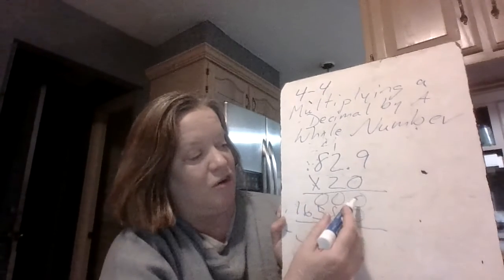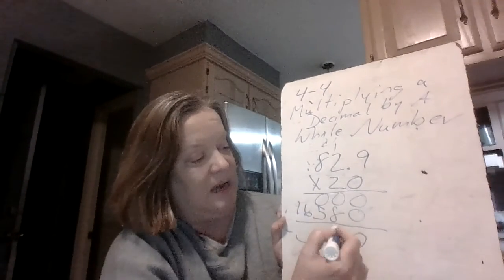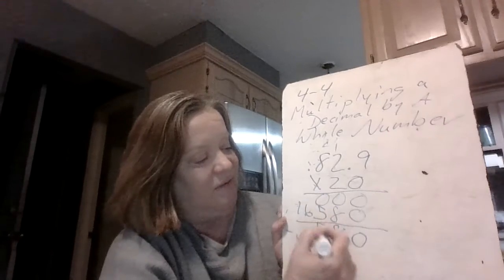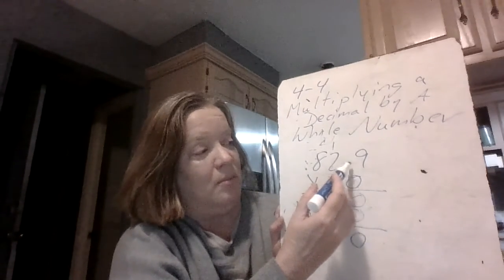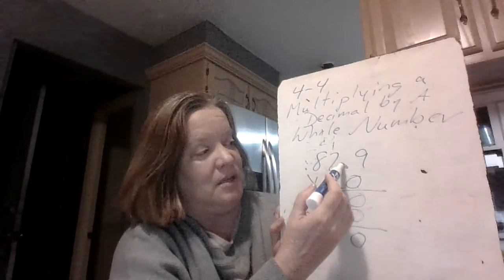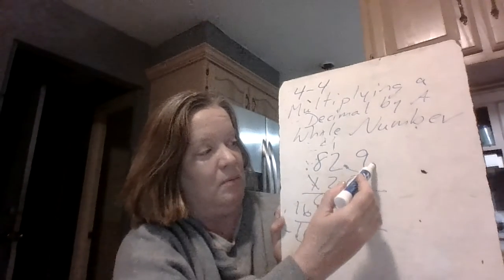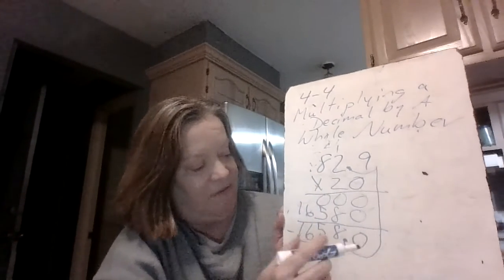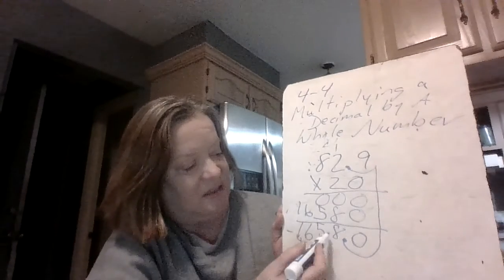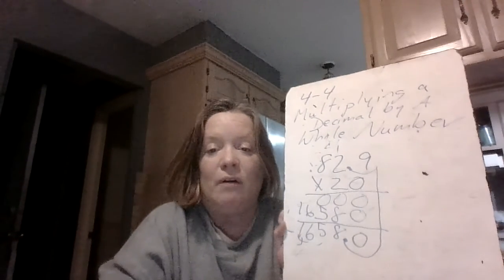Now I'm going to add my partial products. 0 and 0 is 0, 8 and 0 is 8, 5 and 0 is 5. The 16 comes down. Again, I have one number behind the decimal point. So I'm going to bring my decimal point out one place, bring it down, and bring it into my product one place. So my final answer here is 1,658.